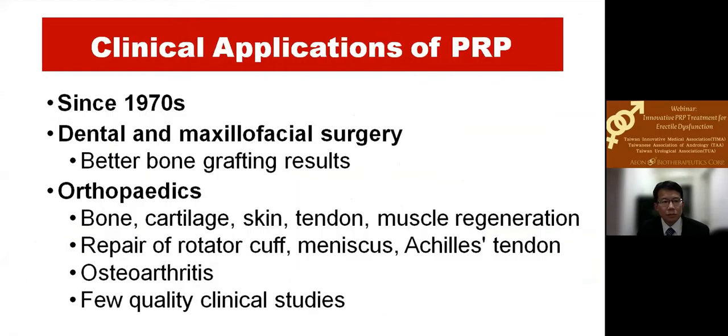PRP was first applied clinically in the 1970s. It was first used in dental and maxillofacial surgery. The doctors found that if they put the bone graft together with PRP, the bone would grow better, with better grafting results. And in orthopedics, the doctors found that bone, cartilage, skin, tendon, and muscle regeneration benefit from PRP. When repairing the rotator cuff, meniscus, or Achilles tendon, they can also use PRP to facilitate the repair. And PRP is also used to treat osteoarthritis.